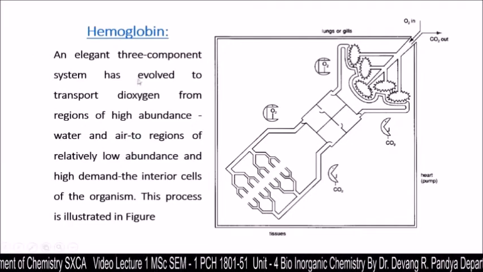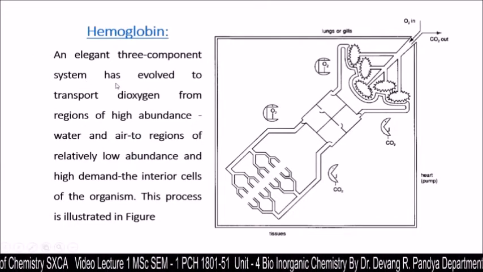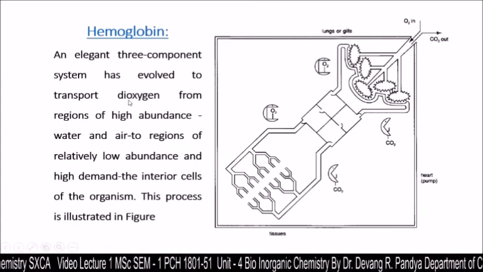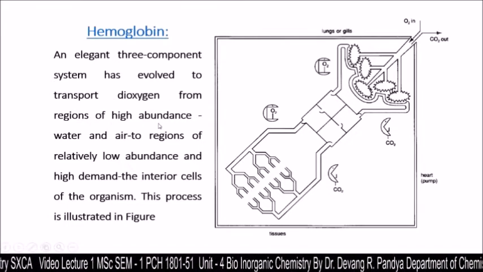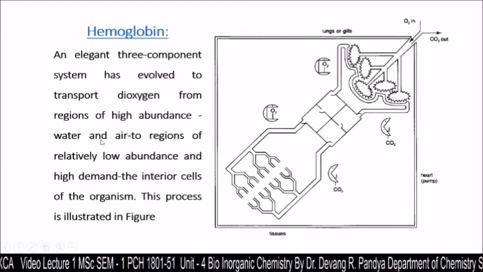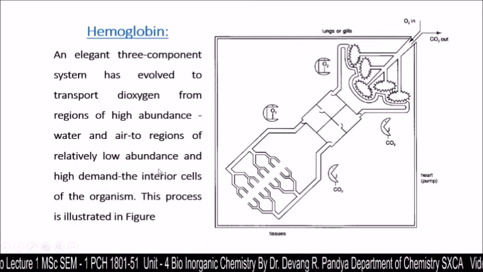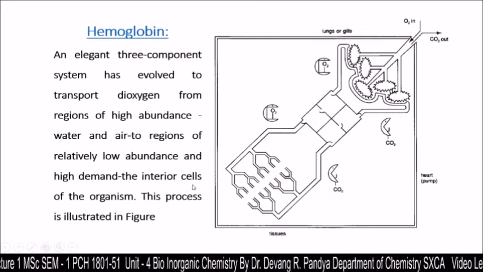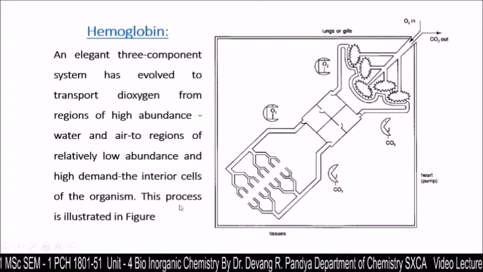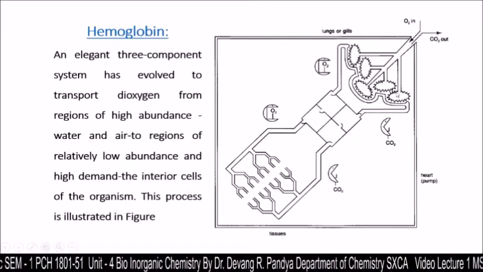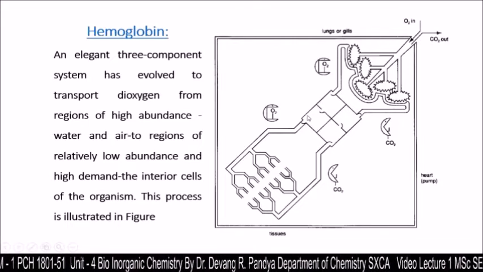Hemoglobin, an elegant three-component system, has evolved to transport dioxygen from regions of high abundance, the water, and deliver it to regions of relatively low abundance and high demand, the interior cells of the organisms. This process you can see in this figure.